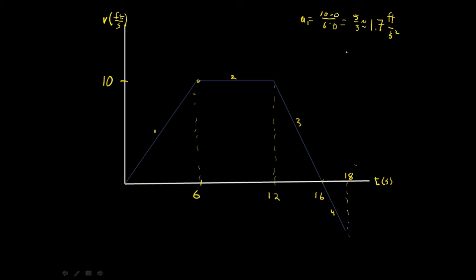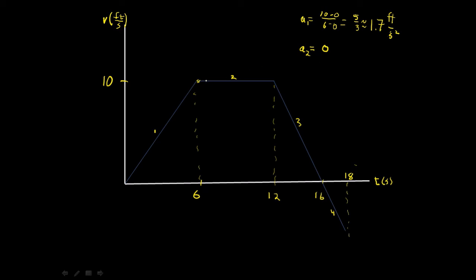Okay? About 1.7. It's 1.6 repeating. What's the acceleration in part 2? Well, a couple of ways of thinking about it. One way is that the velocity is holding at 10 feet per second. It doesn't mean that the object stopped. It's still moving. In fact, it's moving the fastest it's going to move, 10 feet per second, but it's no longer changing velocity. Oh, wait, that means its acceleration is 0, right?